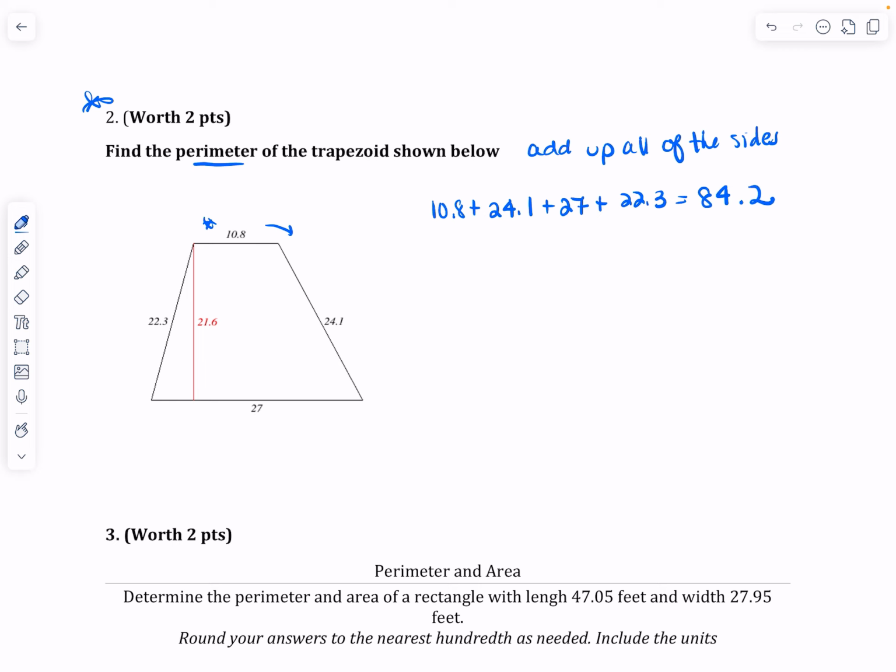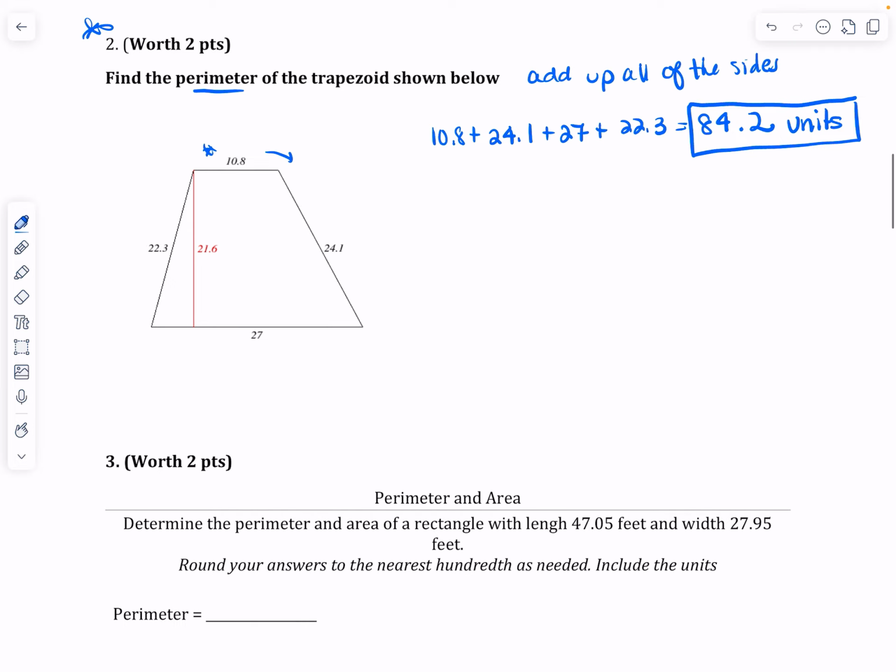All right, and the units are just going to be units. When we find perimeter, it's just meters, inches. It's not squared because we're just finding the distance around.